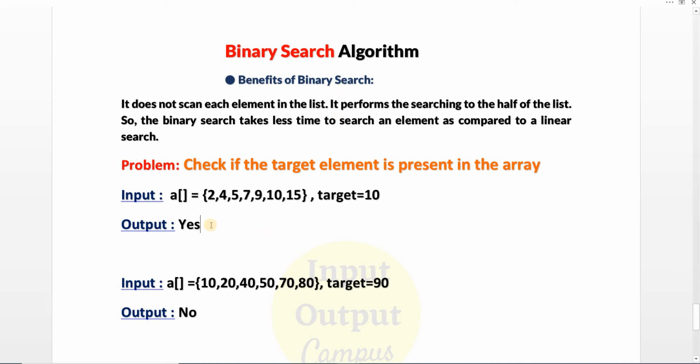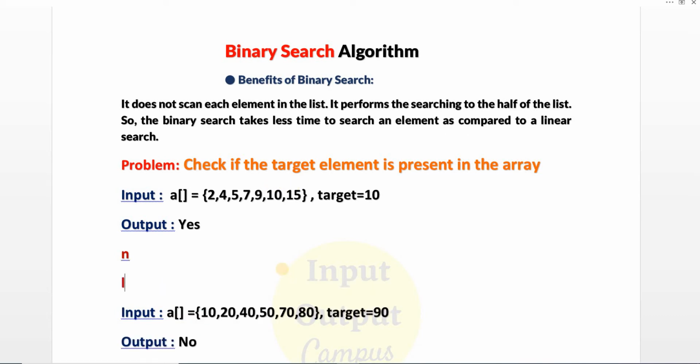Okay, our first task is to calculate the size of the array. So the size of the array is, suppose, n. If n is the size of the array, then its upper index will be n minus 1, because the array starts from index 0. So its lower index is 0 and its upper index is n minus 1.